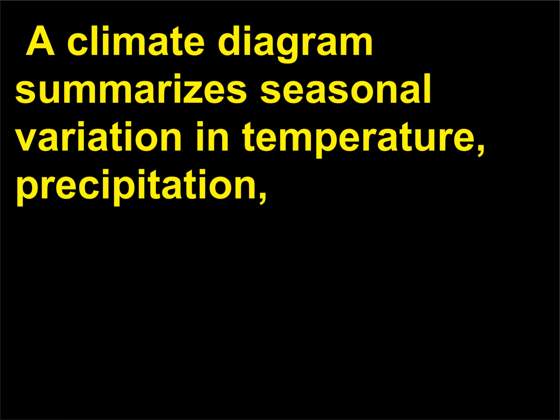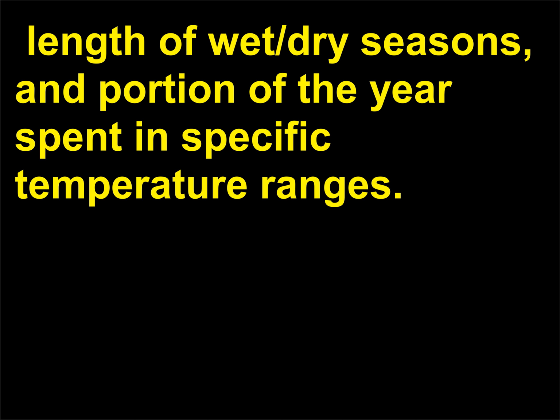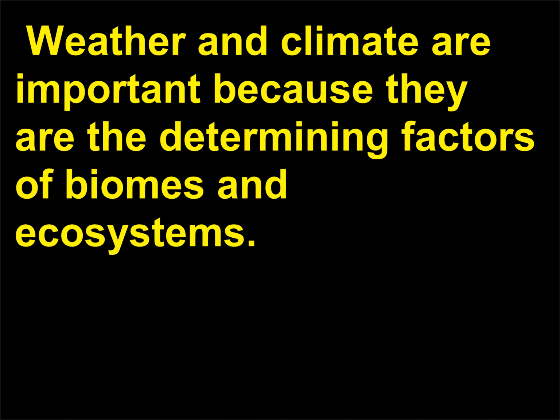A climate diagram summarizes seasonal variation in temperature, precipitation, length of wet/dry seasons, and portion of the year spent in specific temperature ranges. Weather and climate are important because they are the determining factors of biomes and ecosystems.